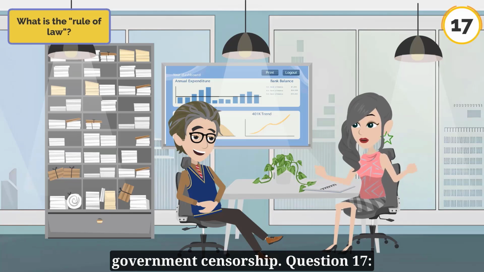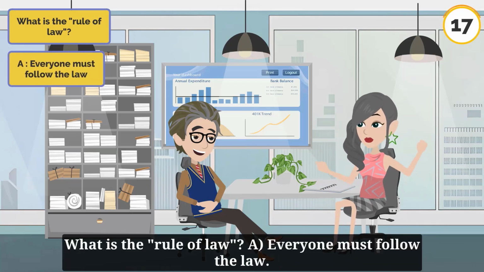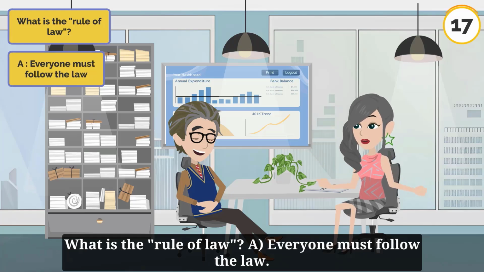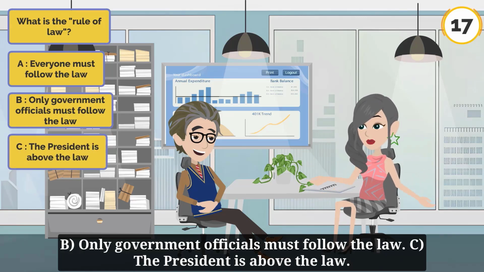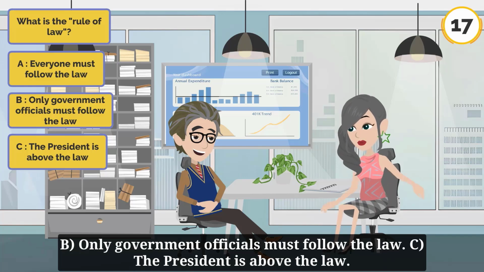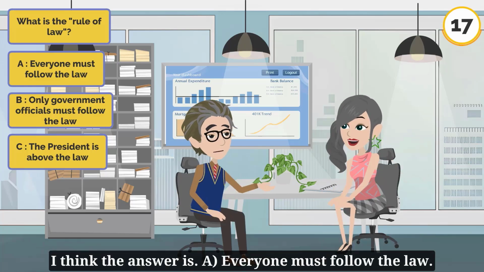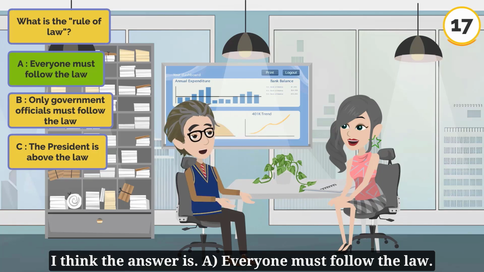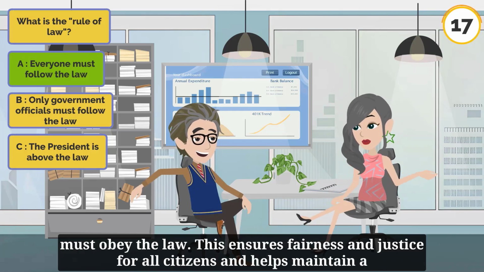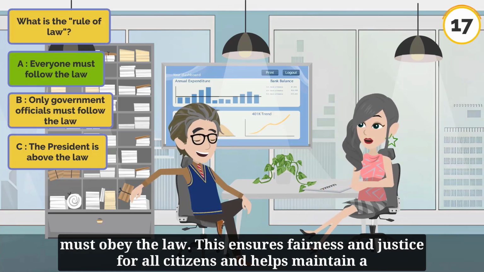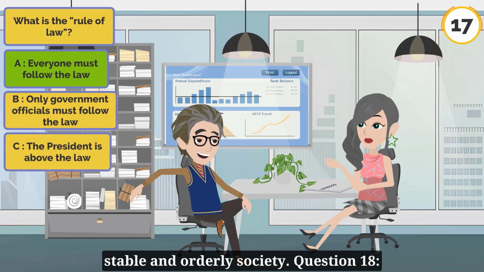Question 17. What is the rule of law? A. Everyone must follow the law. B. Only government officials must follow the law. C. The president is above the law. I think the answer is A. Everyone must follow the law. Exactly. The rule of law means that everyone, regardless of their status or position, must obey the law. This ensures fairness and justice for all citizens and helps maintain a stable and orderly society.